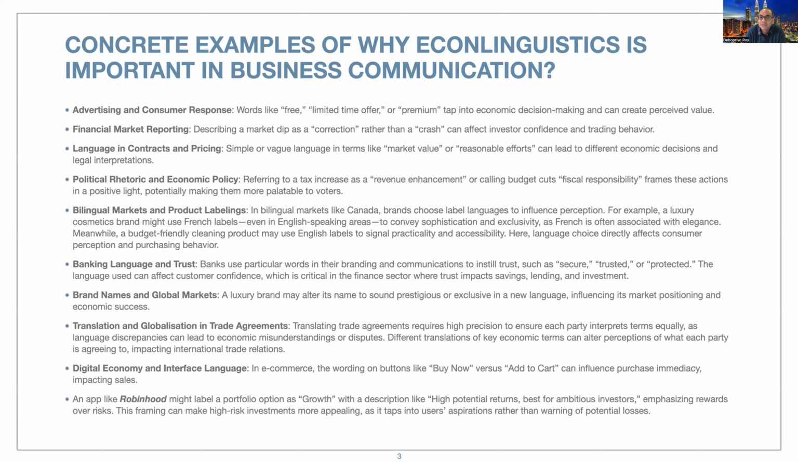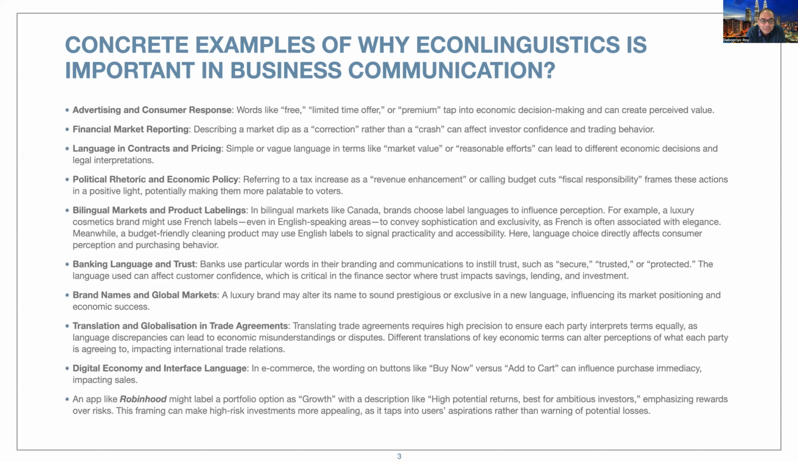We have seen that also in countries like India very often, where many products in many states are in English. Of course, English is the official language, but the way they write it, the way they create the packages, creates a hype in the perceived value. So that's another area where econ linguistics plays a big role in making people understand the value of the product in the market. Banking language and trust. So, for example, words like secure, trusted, or protected create a lot of customer confidence, irrespective of the kind of service that's provided by the banks and so on.